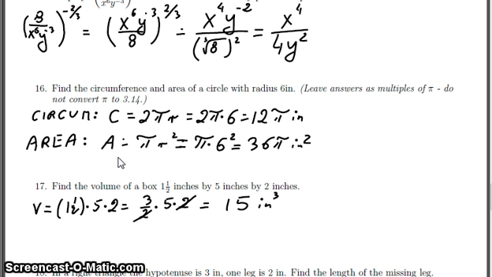The area of a circle is pi r squared, so it's going to be pi times 6 squared. Only 6 is squared, remember, not pi. So that becomes 36 pi square inches.